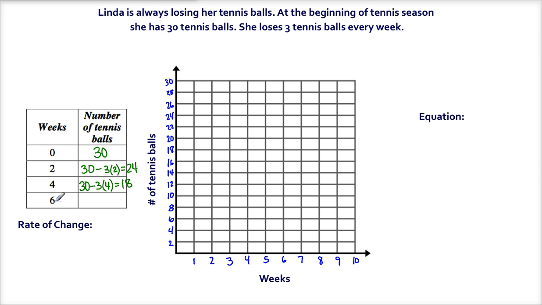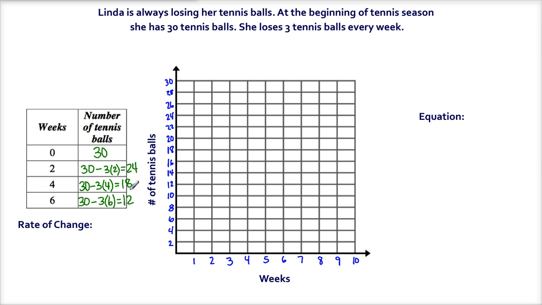Last row says, how many tennis balls does she have after 6 weeks? So she starts with 30 and she loses 3 tennis balls every week for 6 weeks. So in 6 weeks, she loses 3 times 6 is 18. So in 6 weeks, she's lost 18 balls. But she started with 30, so 30 minus 18 means she has 12 now.